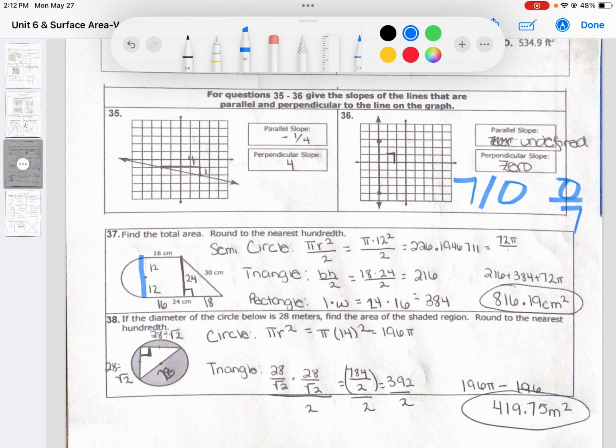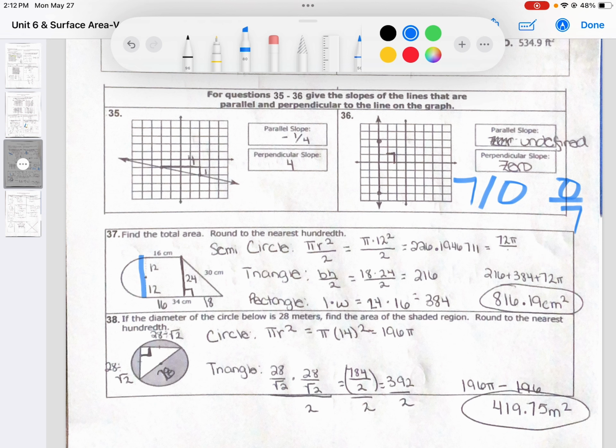My height is 24, which is the diameter of the circle, and half of 24 is 12, that's my radius. So 12 squared times pi, divided by 2, is 72 pi. Then my rectangle is length times width, so 24 times 16. And I add those up because those are 3 shapes added together to make a composite figure.